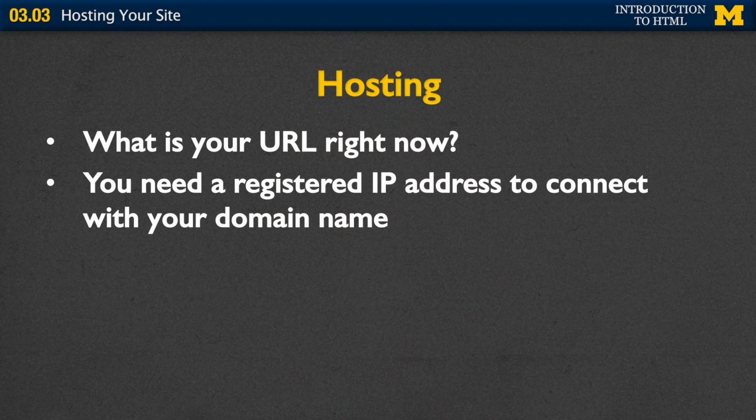If you were to look at your URL right now on your page, when you make a file and you're looking at your site in Chrome or Internet Explorer or anything like that, you're probably going to notice that the protocol is file. We don't want that. We don't want it to be file or C:, or My Documents. We want it to be something that looks like www, and that's where the hosting company comes in. So what you need is a registered IP address to connect your domain name with the Internet.